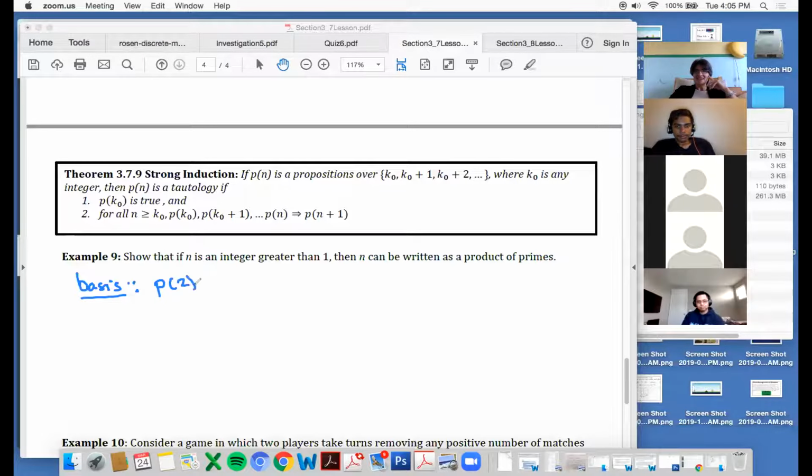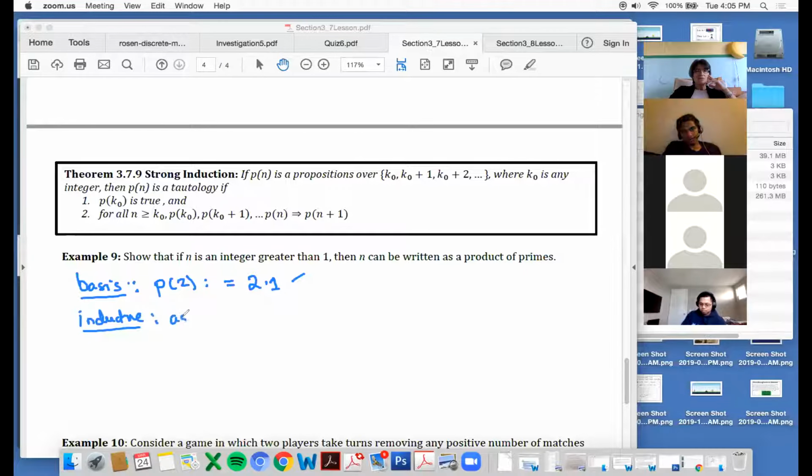My basis case would be P2, okay? So 2 is equal to 2 times 1. So it's a product of the prime number with 1, which is not considered prime, but that's allowable here. So 2 is a prime times 1. So you can say it's a product of primes. So it works for the basis case.